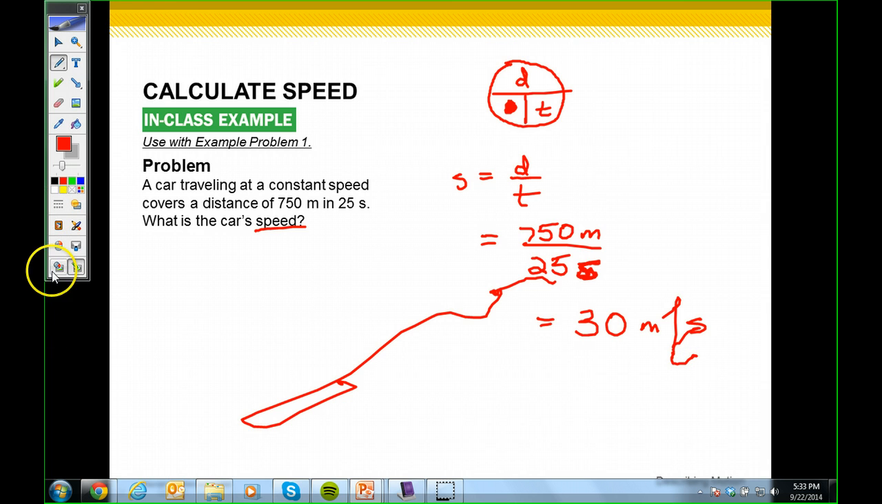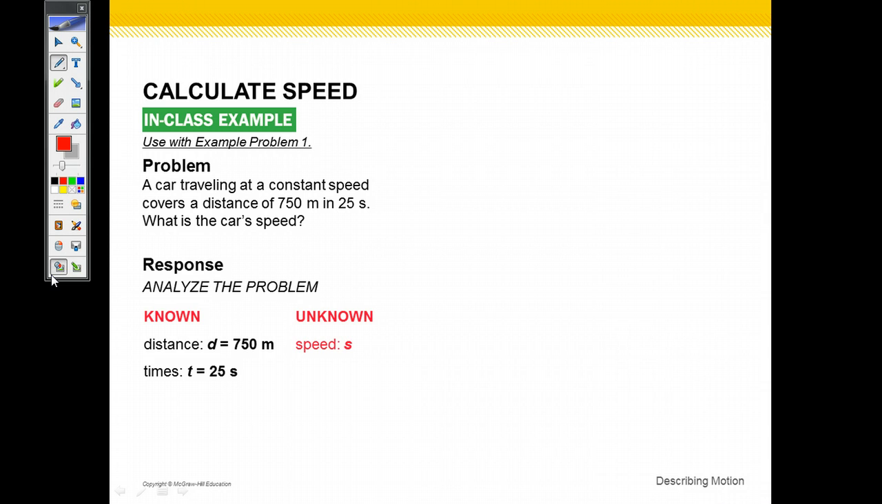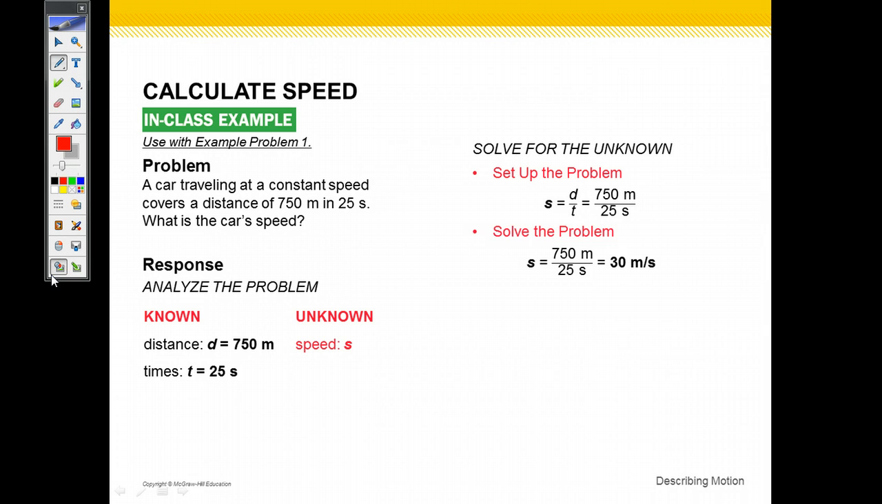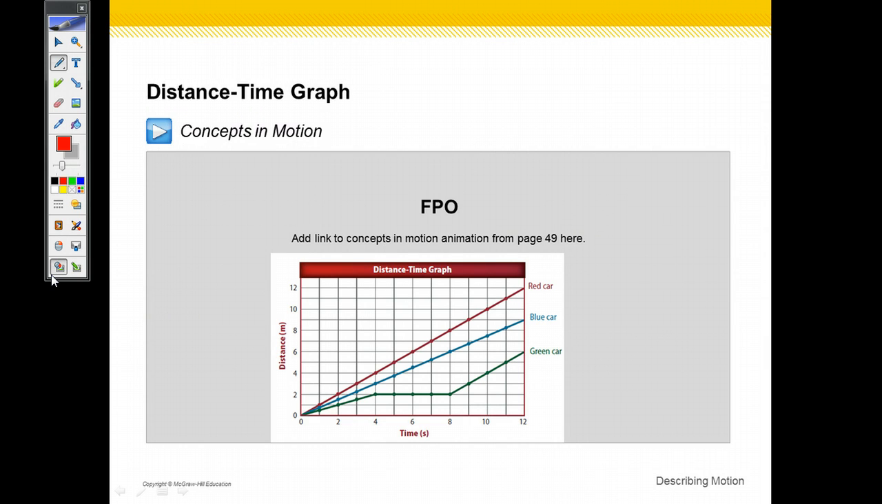Okay, it all works, and let's now work through it in the PowerPoint. That's what we knew, that's what we're trying to figure out. We set it up, we solve it, and that's approximately what the speed limit in the United States interstate system is. That's about 70 miles per hour, so that is a reasonable answer.